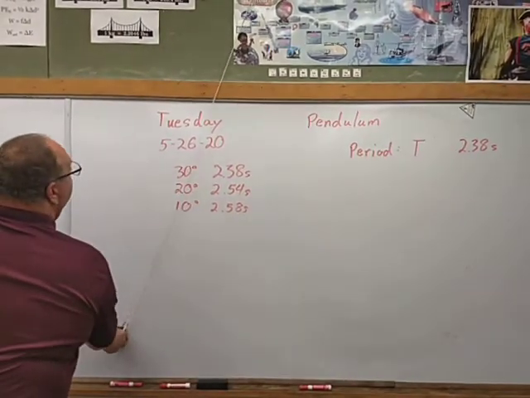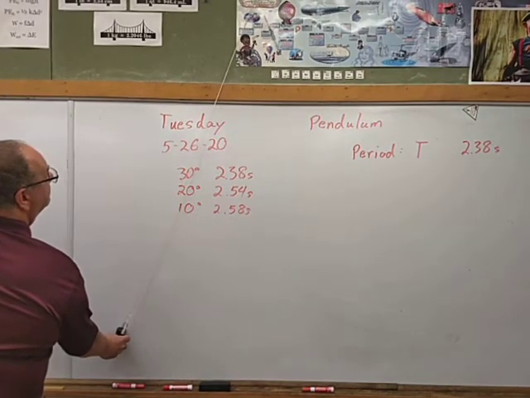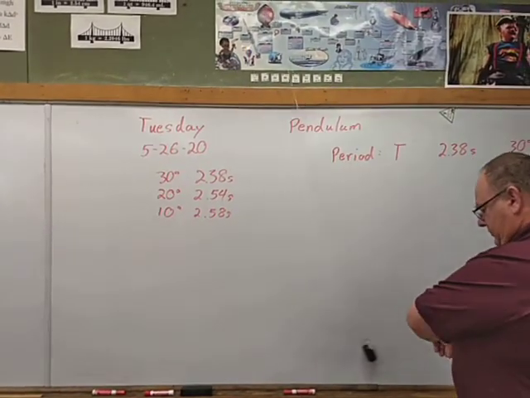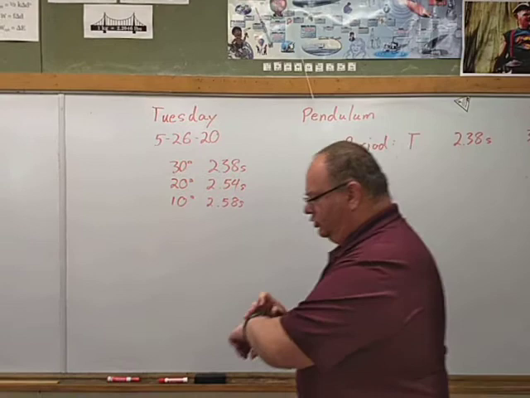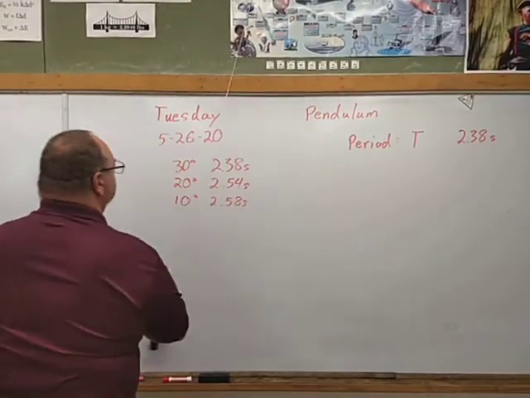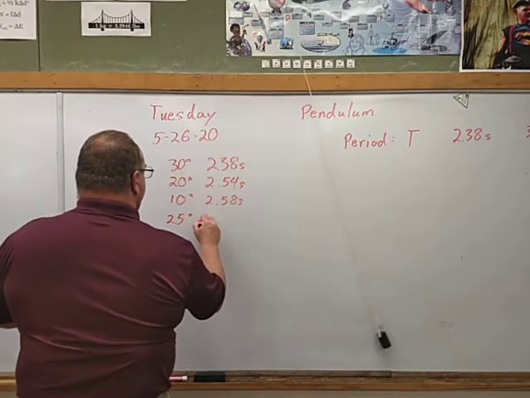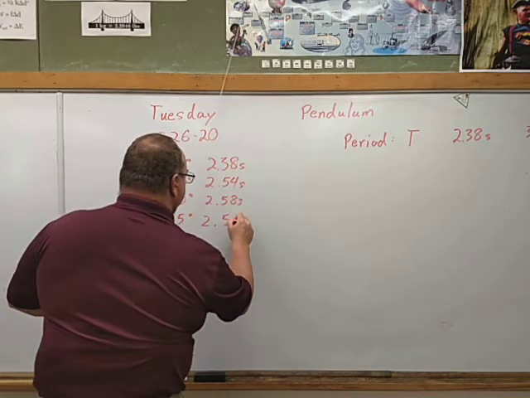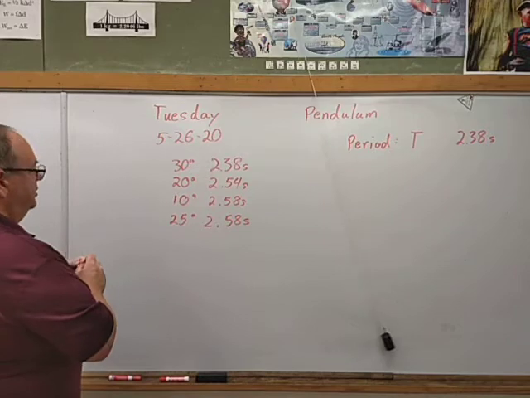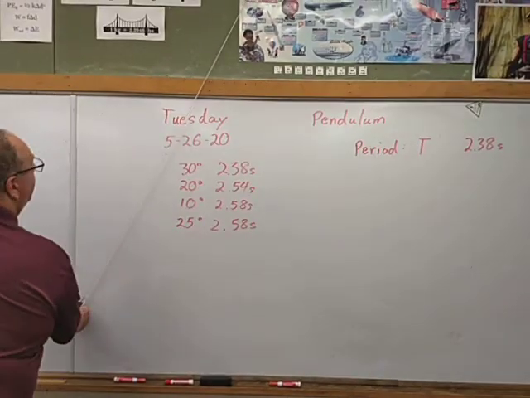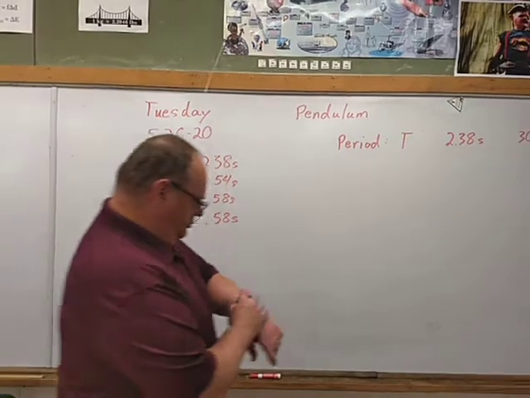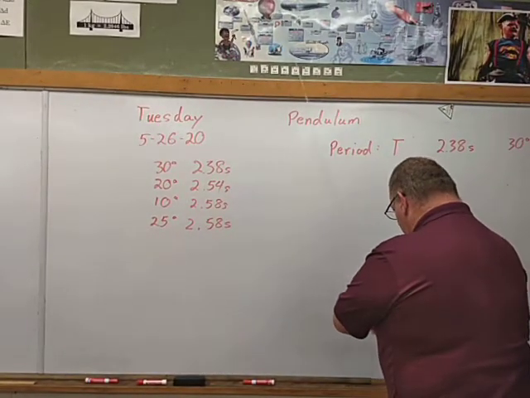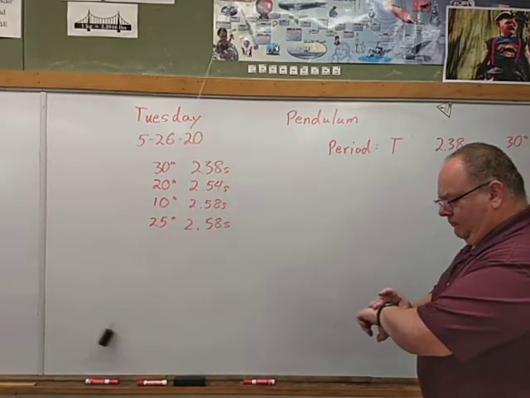Let's get a couple others. Let's try, let's see, 10, 20, let's try 25 degrees. 2.58. Okay. Let's just try right here. Let's see, this is probably about 32 or 33 degrees, but I don't want to go any further because I got a ridge on the board. 2.54.